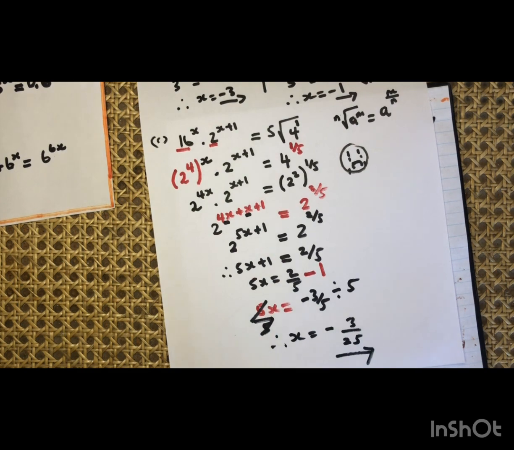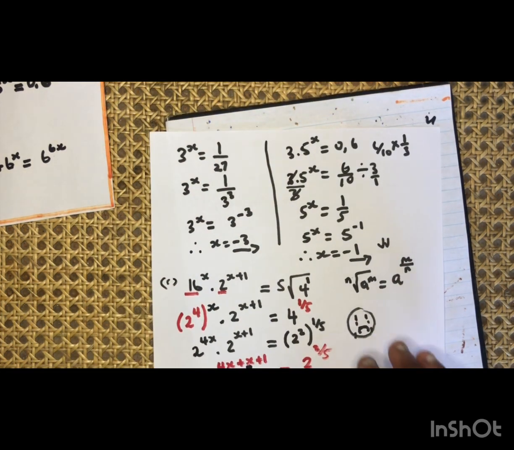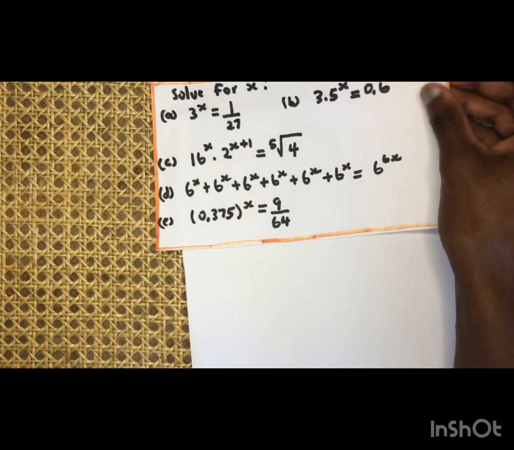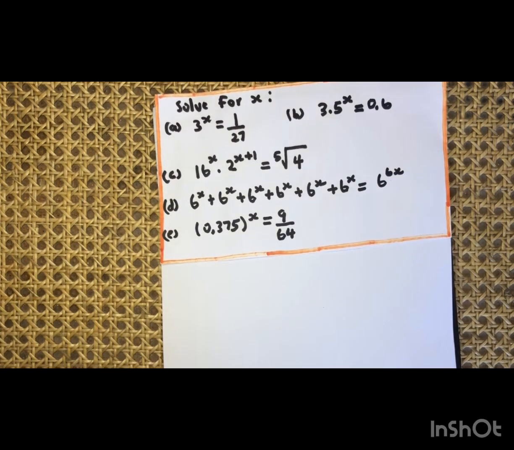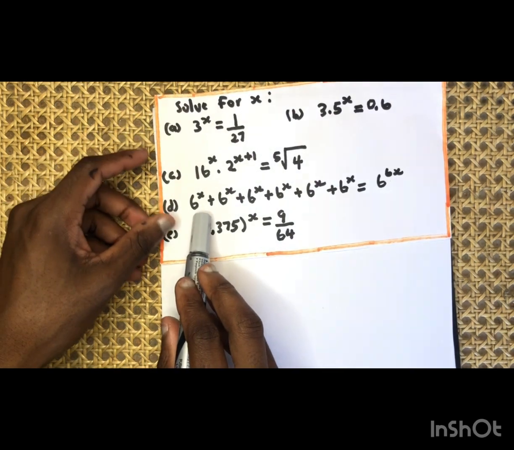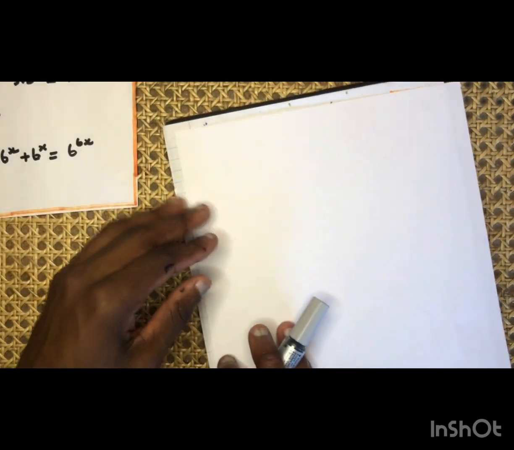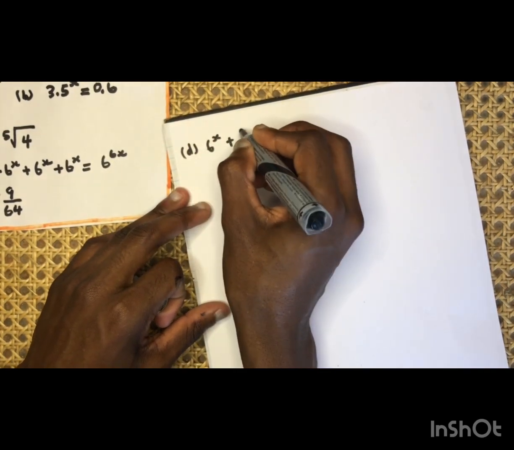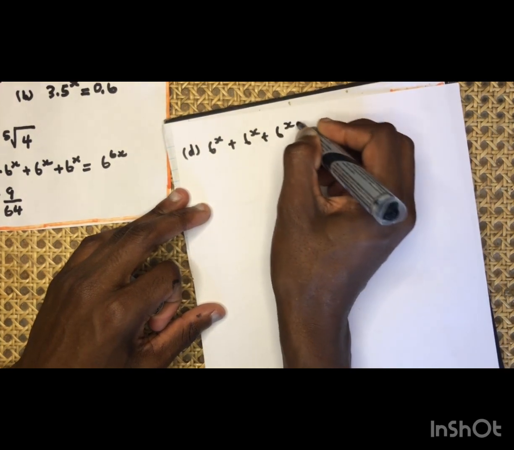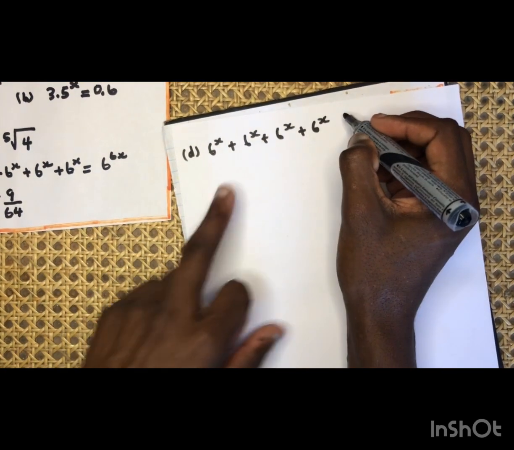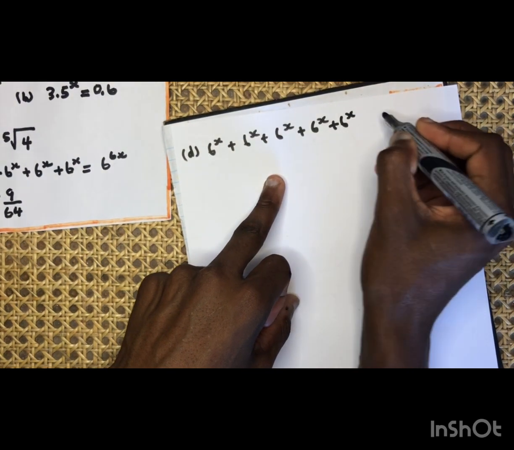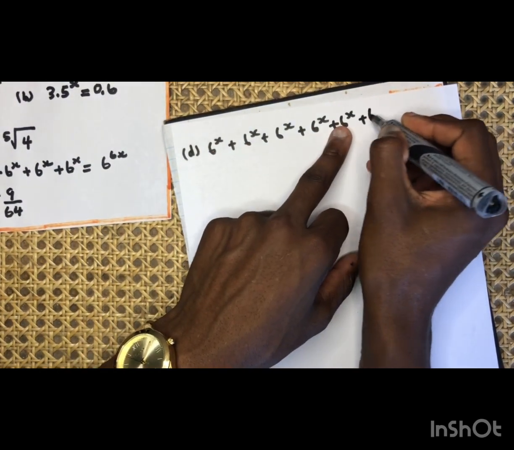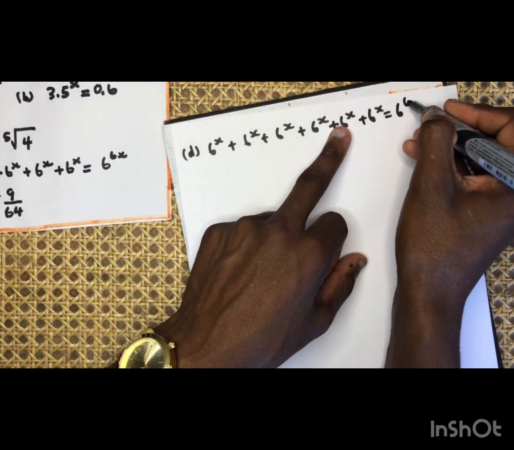Okay, right. Let's move to number D and see what we have on number D. Remember, guys, you can pause the video and try to attempt these questions on your own. Number D, we're given 6 to the power x. Let me copy this question down. This is D. We have 6 to the power x plus 6 to the power x plus 6 to the power x plus 6 to the power x plus 6 to the power x plus 6 to the power x equals 6 to the power 6x.